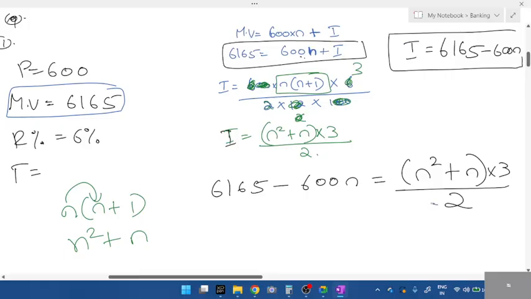Fine. Then this 2 will get multiplied. We need n square. We need to solve this n square. 2 goes to the other side, gets multiplied. Complete it till here, students.